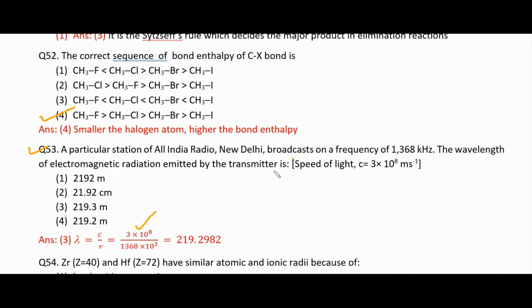Frequency is given as 1368 kilohertz. You have to convert it into hertz. So 1368 into 10 raised to 3. The answer will be 219.2982. When it is approximated, we get 219.3. So option 3 is correct.